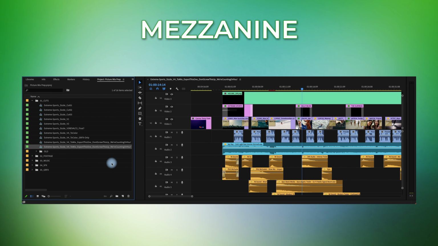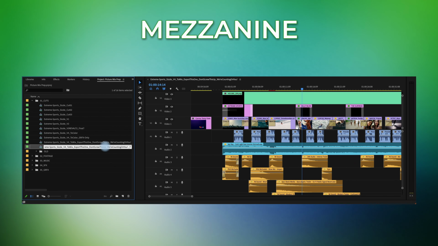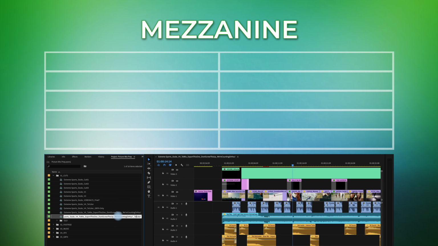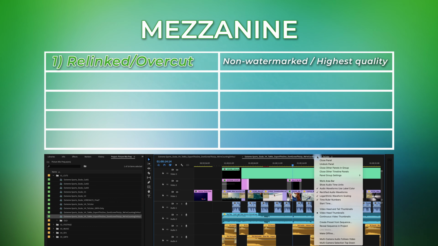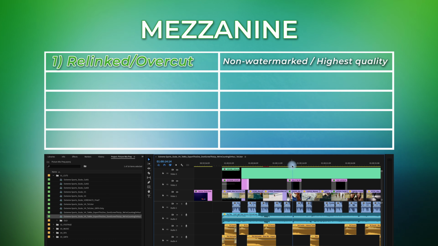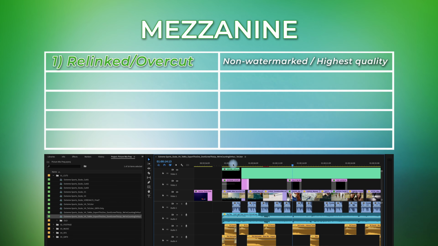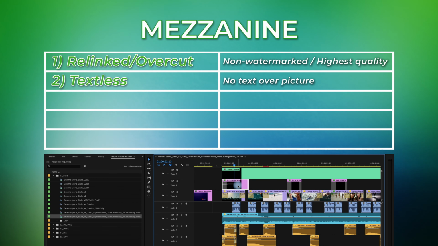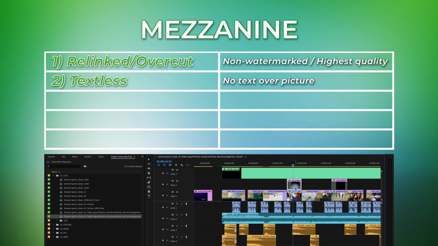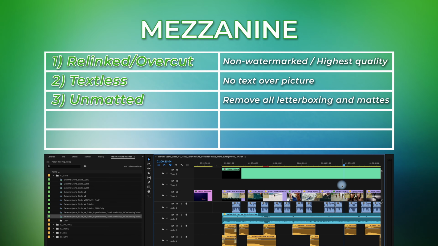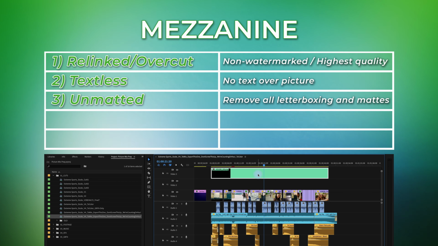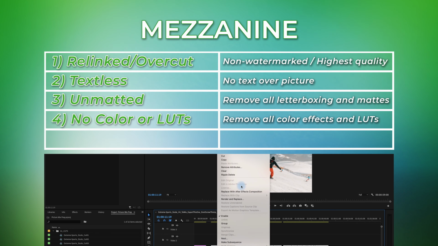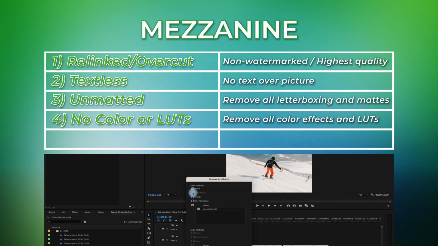Start by duplicating your timeline. Call it to color. For this layoff, you're going to want it to be relinked or overcut with the final footage, non-watermarked, and highest quality possible. Textless, there should be no text over picture anywhere in the layoff. Unmatted, no added letterboxing, just go ahead and get rid of that stuff. With no color effects or LUTs, go ahead and strip off all of those.